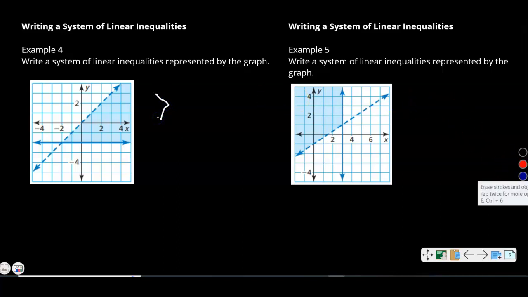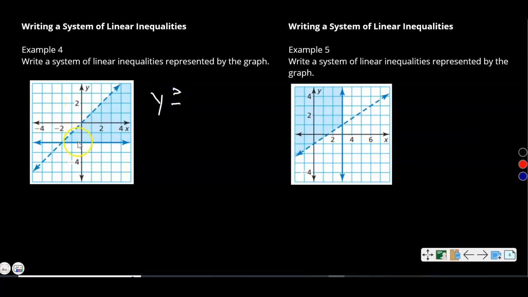I started with my inequality symbol. Sorry about that. Let's try again. So I'm going to have y, and I'm going to have greater than or equal to. Still struggling to write for some reason. Let's try that again.